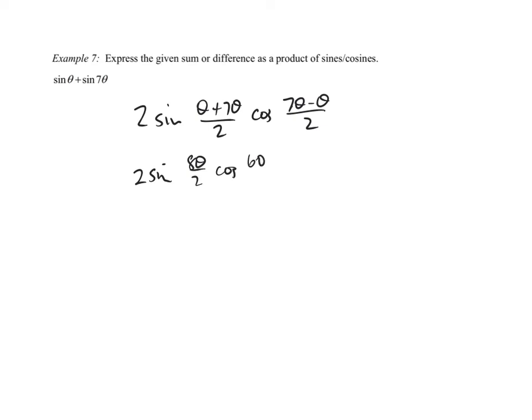Okay, this is the sum of 2 sines, and so that means I'm going to use formula 1, which says 2 sine of alpha plus beta, so that would be theta plus 7 theta over 2, multiplied by cosine, and then subtract, 7 theta minus theta over 2. And so doing some simplification, just like before, this is going to be 8 theta divided by 2, cosine of 6 theta divided by 2, and then go ahead and simplify those by reducing the fractions. So sine of 4 theta, cosine of 3 theta.